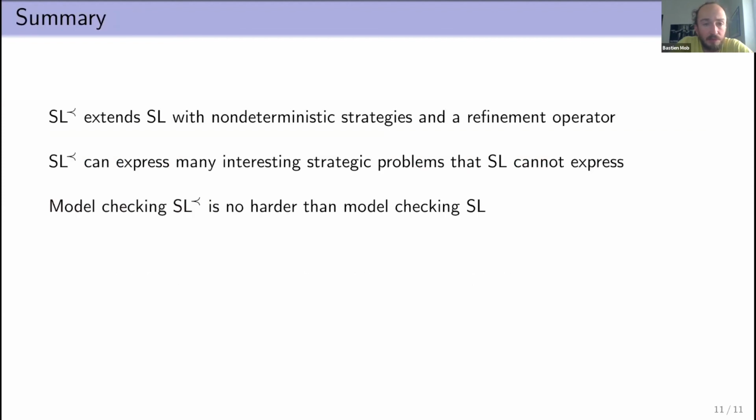So to sum up, we have extended SL with these non-deterministic strategies and a refinement operator. And this allows us to address many interesting problems without making model checking harder.